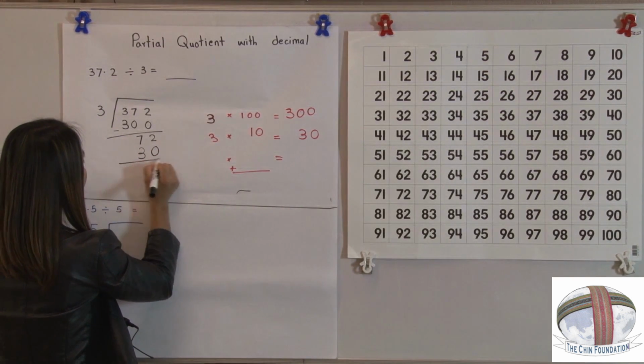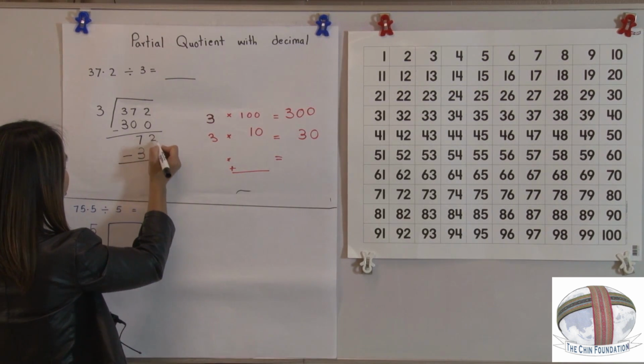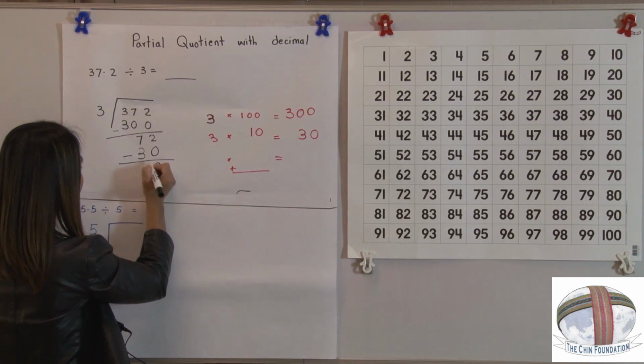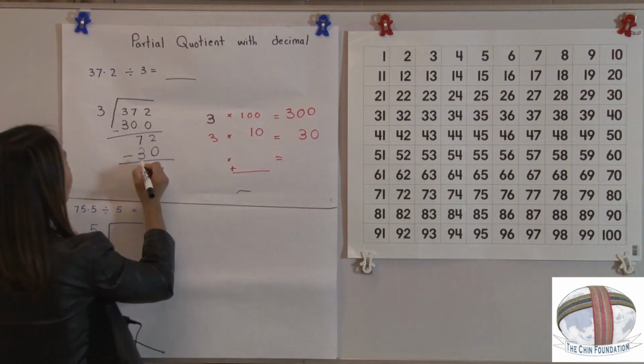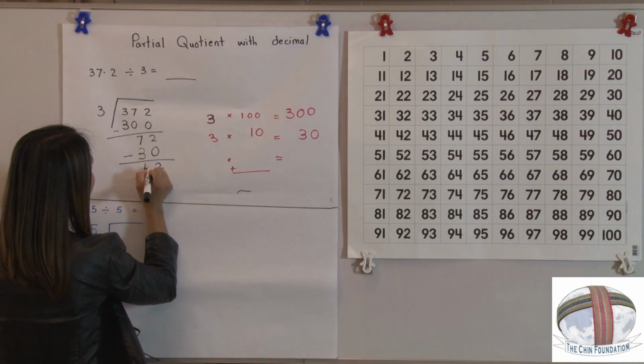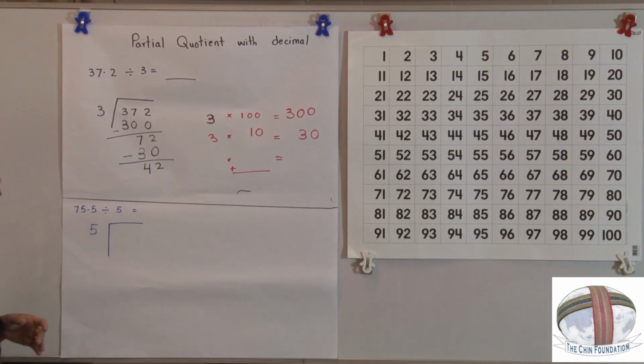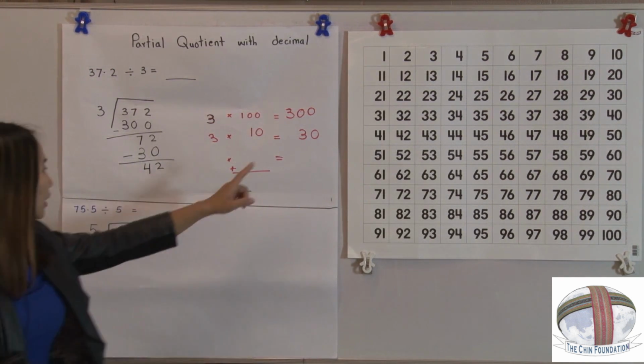30. Okay, minus. 2 minus 0 is 2. 7 minus 3 is 4. 42. It's still 42. And look at this.